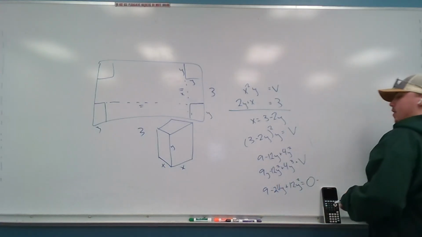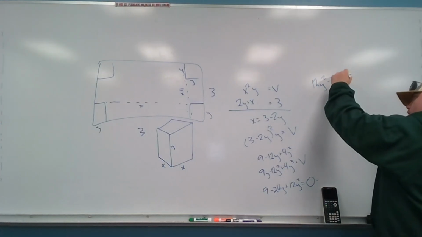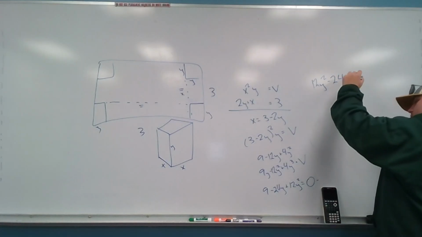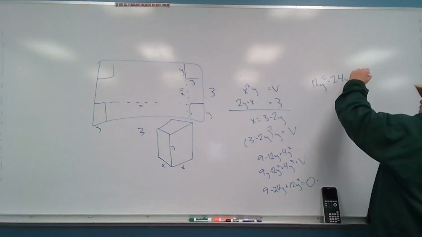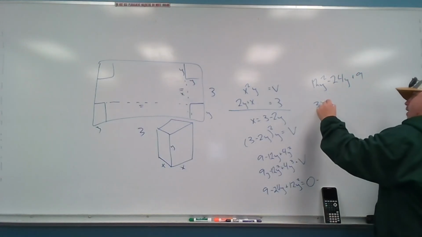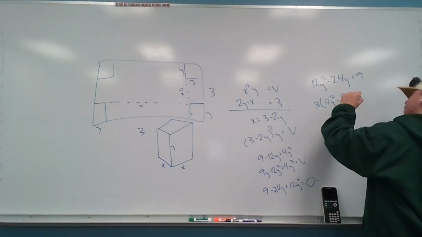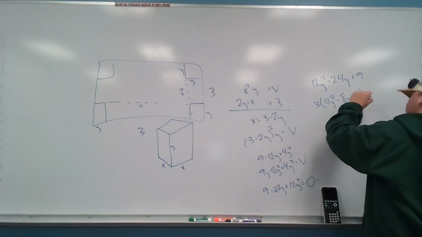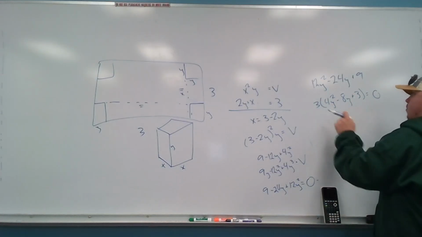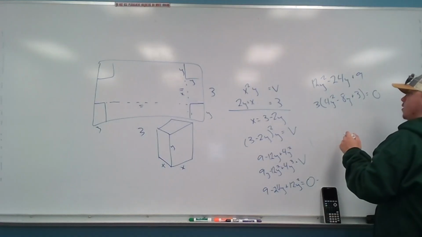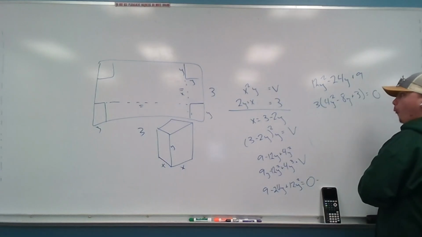Alright, let's continue on. Anyways, we got 12y squared minus 24y plus 9. So now we can take out 3, and we're going to get 4y squared minus 8y plus 3 equals 0. Yep. So this makes it a little easier. We can do 4 and 2.